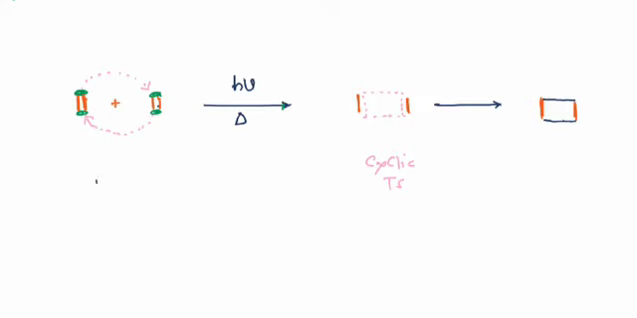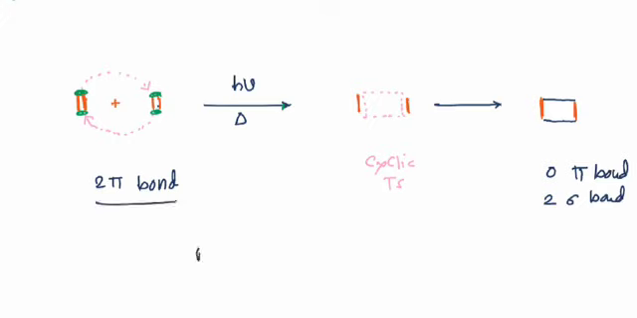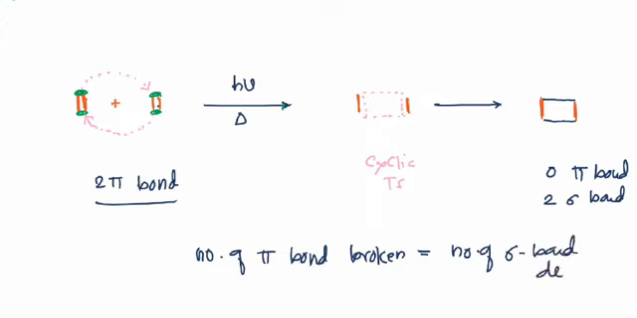Previously, it was a 2 pi bond containing molecule, and here it is a 0 pi bond containing molecule. Here two new sigma bonds are developed, so the number of pi bonds broken is equal to 2. So there is a simple formula: the number of pi bonds broken is equal to the number of sigma bonds that are going to develop. Very simple. This is a newly formed sigma bond, and this is also a newly formed sigma bond.